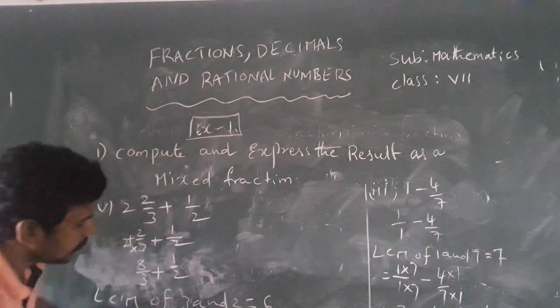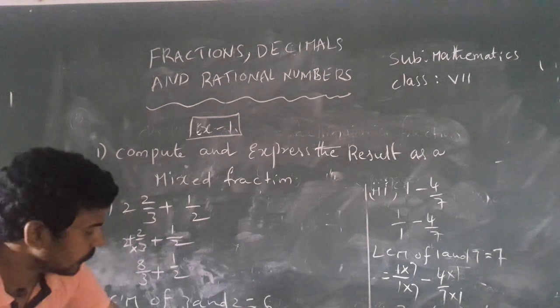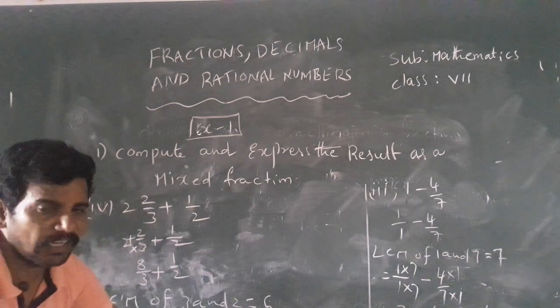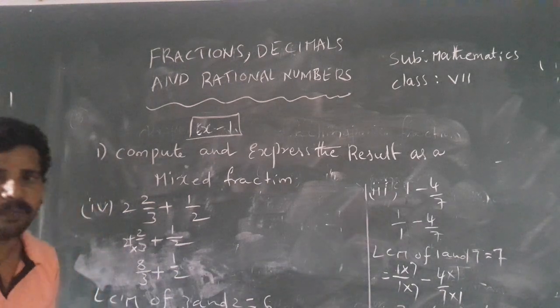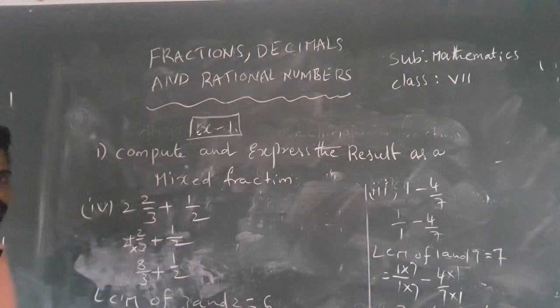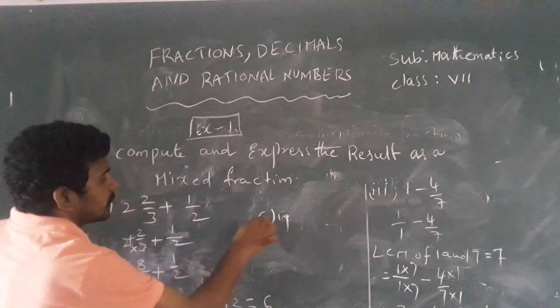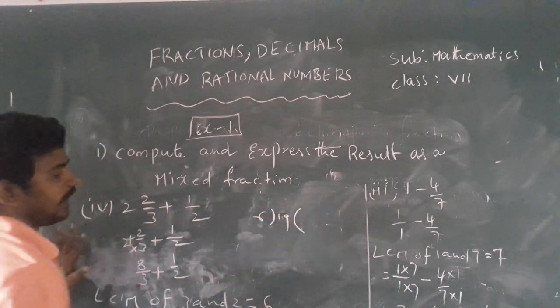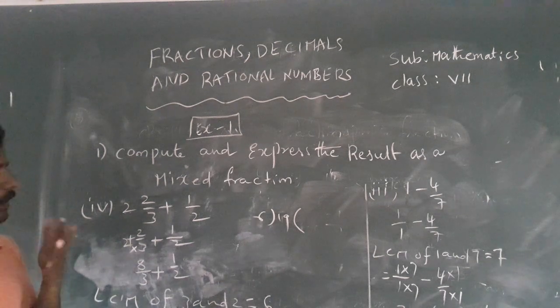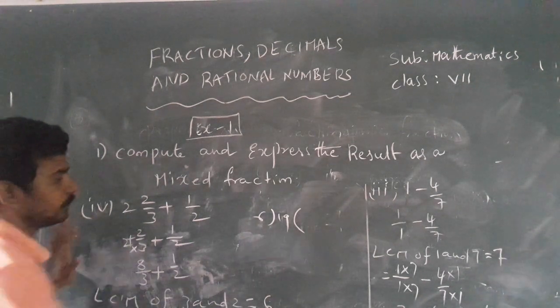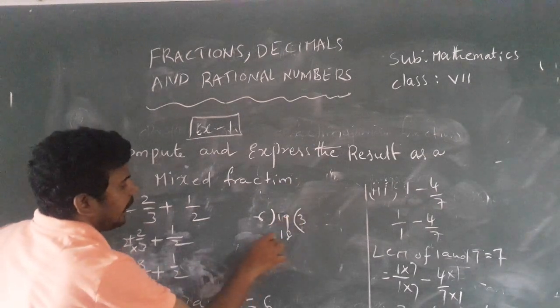19 by 6. So numerator is 19, 6 is the denominator. The numerator is bigger than the denominator. This is called an improper fraction. Compulsory you should convert it into a mixed fraction. Do division here, 6. So 6 in 19, 3 times only divisible. 6 1s are 6, 6 2s are 12, 6 3s are 18. So 3 times, here 18.